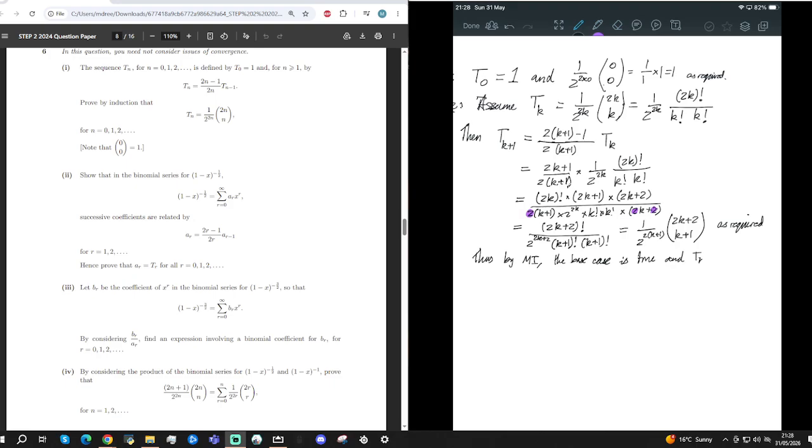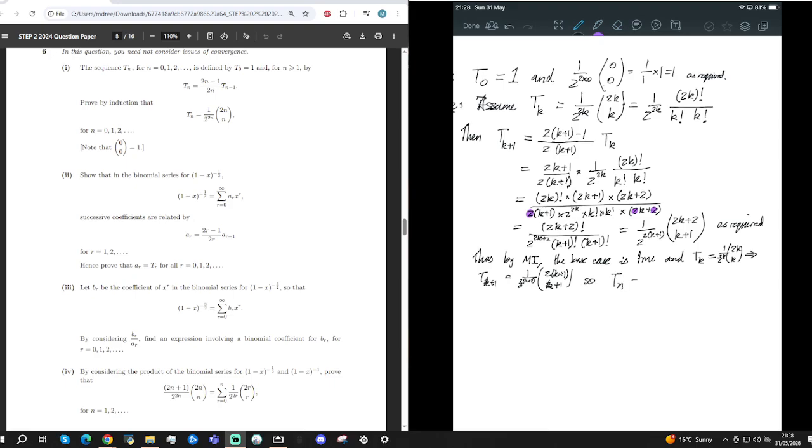And Tk equals the stuff implies that Tk plus 1 equals the stuff. The worst part of induction is the conclusion. Thus, by mathematical induction, the base case is true and the k implies the k plus 1.